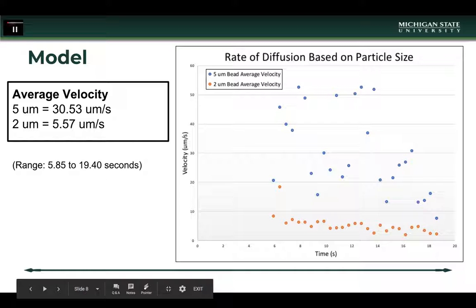In order to draw on our knowledge of physics, we focused on how the velocity of the beads was altered by a change in bead size. The graph shows that the 5 micrometer beads in blue had a larger average velocity than the 2 micrometer beads in orange. The inconsistency of the 5 micrometer data collected is evident when compared to the 2 micrometer beads. This data leads us to believe that during this experiment, the 5 micrometer beads moved at a faster speed and diffused faster into areas of lower concentration.